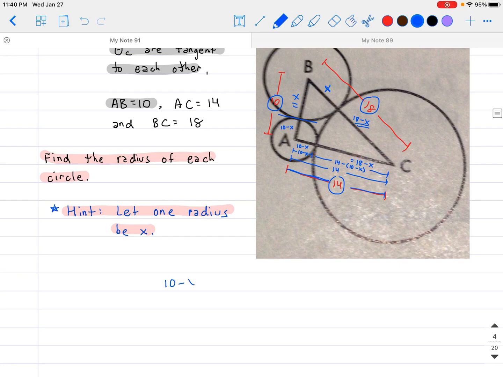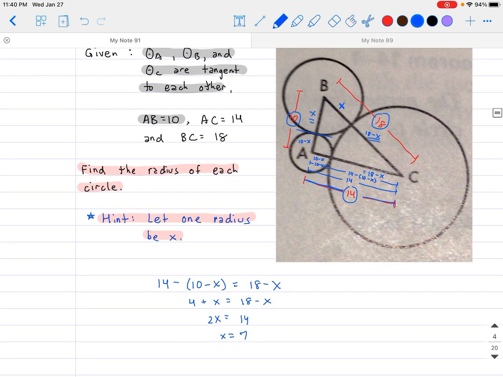So 10 minus x in parentheses, and 14 minus that, is equal to 18 minus x. So we should be able to solve for x over here. That should give us 4 plus x is equal to 18 minus x. So add x to both sides, we get 2x. Subtract 4 from both sides, we get 14. So it looks like x is equal to 7.